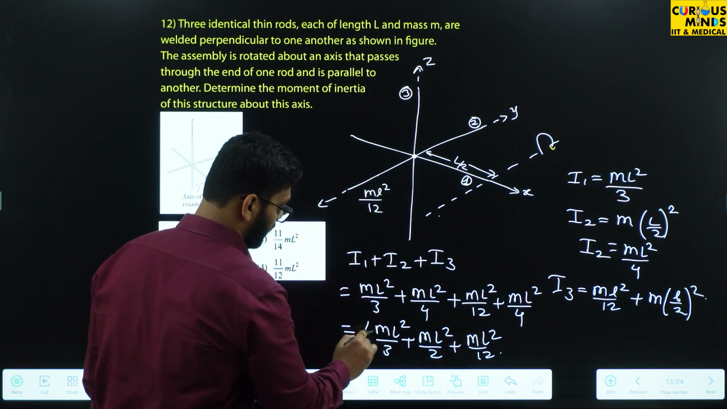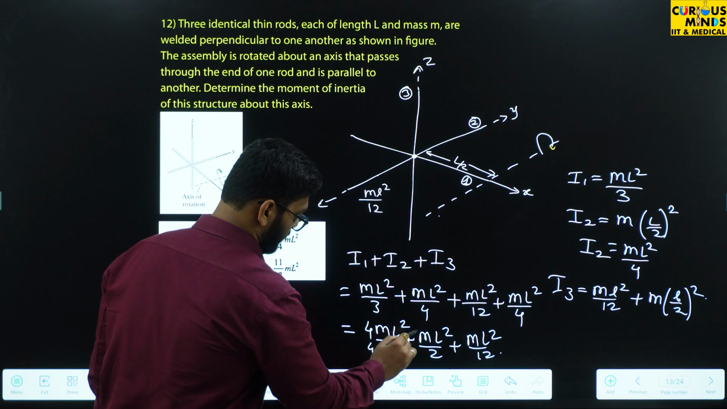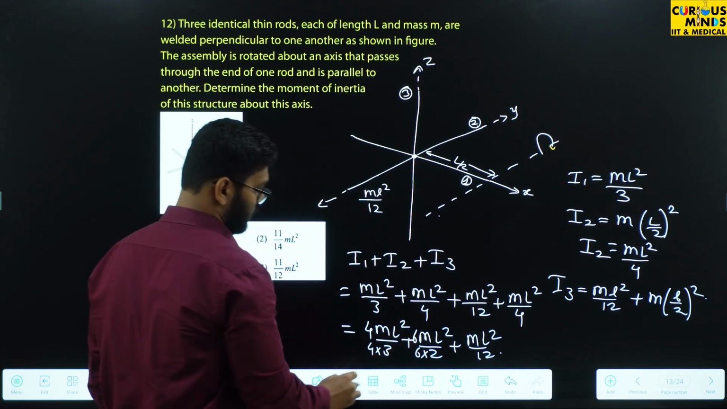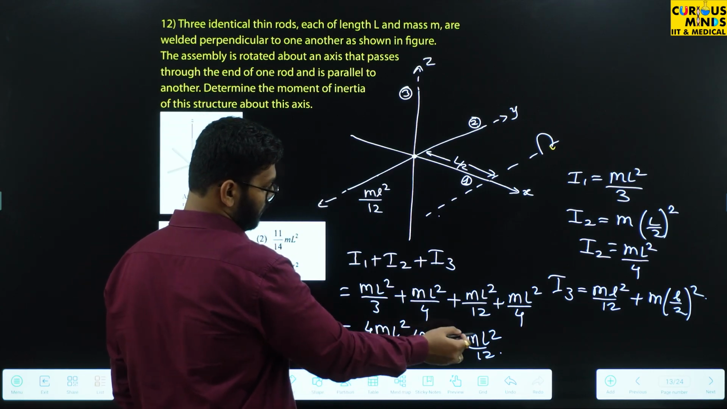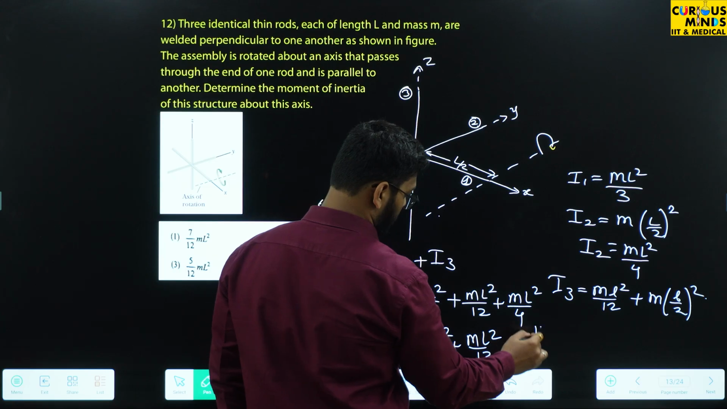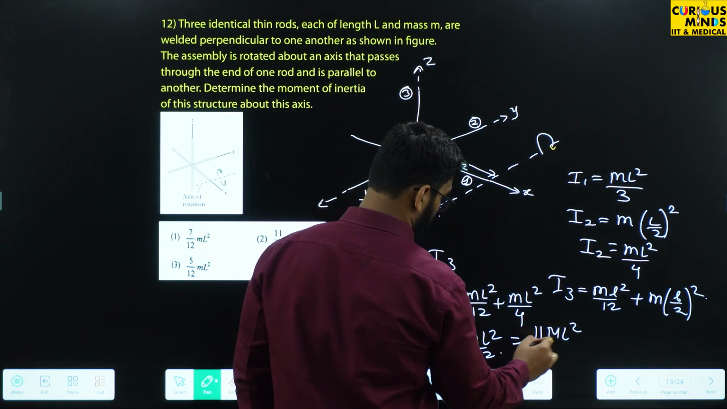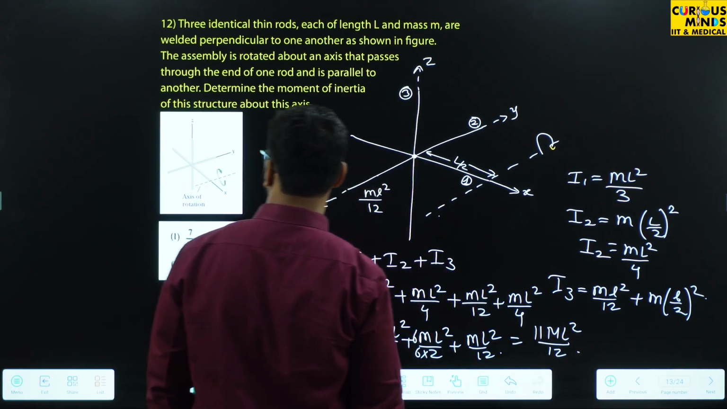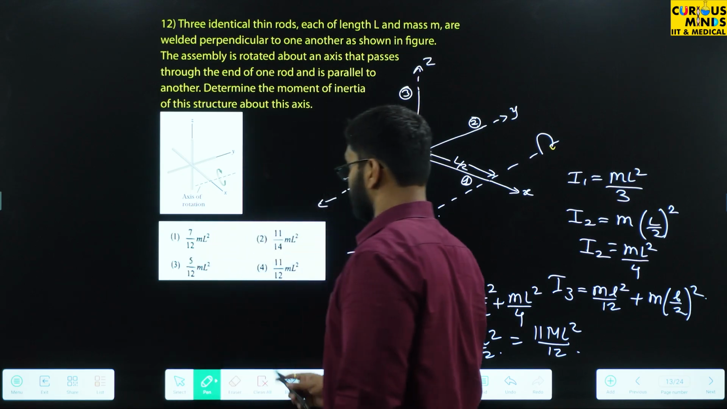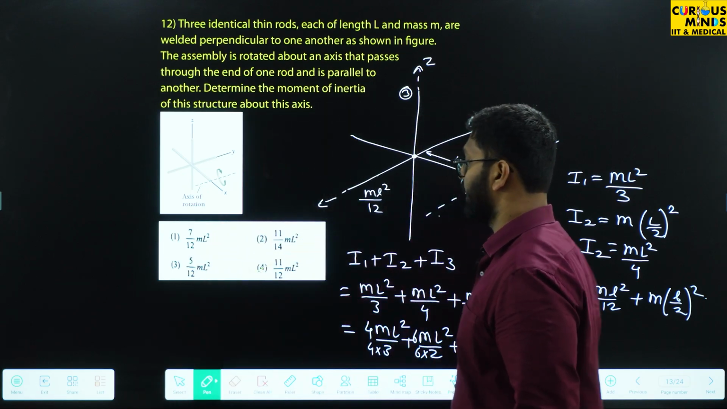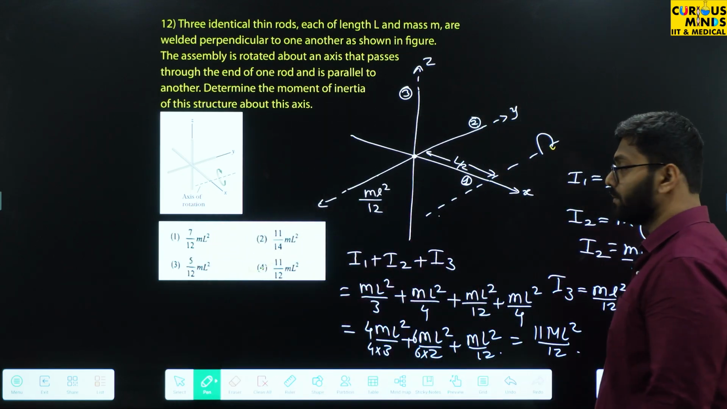Now we can multiply this by 4, this one by 6. So 6 plus 4, 10 plus 1, 11. 11 ml square by 12. So the correct option will be 4, 11 ml square by 12. This will be the correct option.